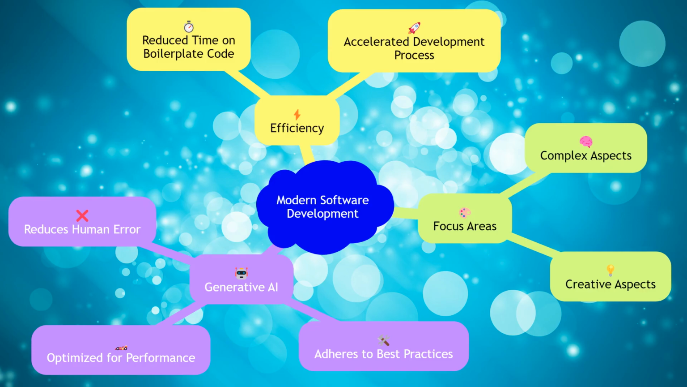In modern software development, efficiency and speed are crucial. Generative AI helps developers by reducing the time spent on boilerplate code and allowing them to focus on more complex and creative aspects of their projects. This not only accelerates the development process, but also reduces the likelihood of human error. By leveraging AI, developers can ensure that their code adheres to best practices and is optimized for performance.